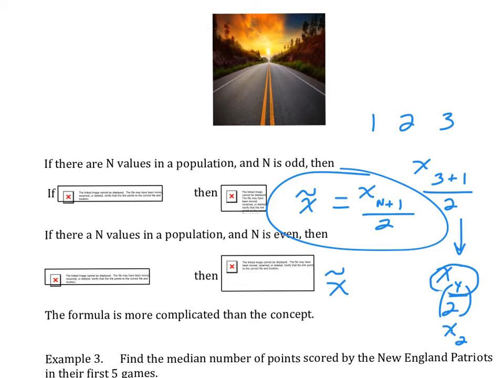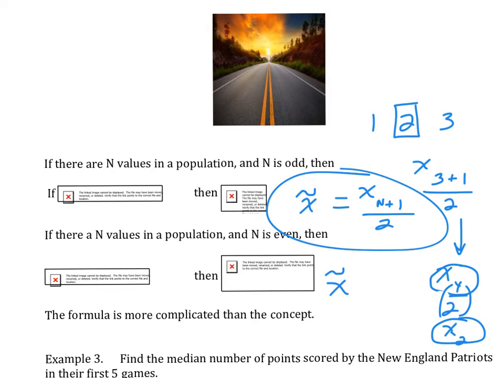So really we want the value of the 2nd data point in the data set. And the value of the 2nd data point in the data set is 2. Complicated way to say just find the number in the middle of an odd number of data points.